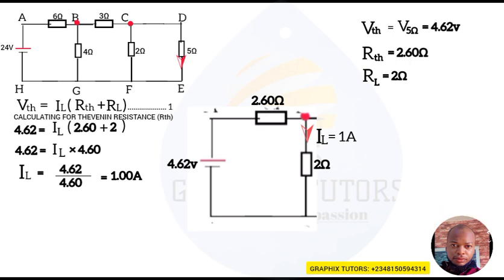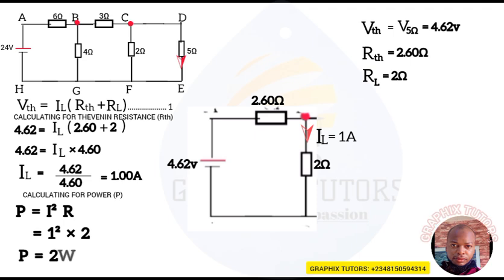So if you are now told to calculate for the power of this given resistor here, the 2 ohm, we know that our power is equal to what? I squared R, and we know our I is the I_L, which is given as 1. So 1 squared is 1, and we know that the R_L is the 2 ohm resistor here, and 1 times 2 is 2. So the power will now give us 2 watts. So that is what? The 2 watts. That is the power that can actually get to that resistor that we have there.